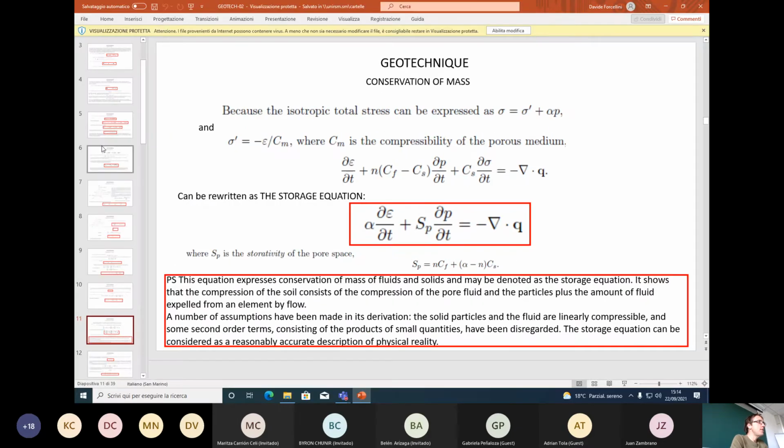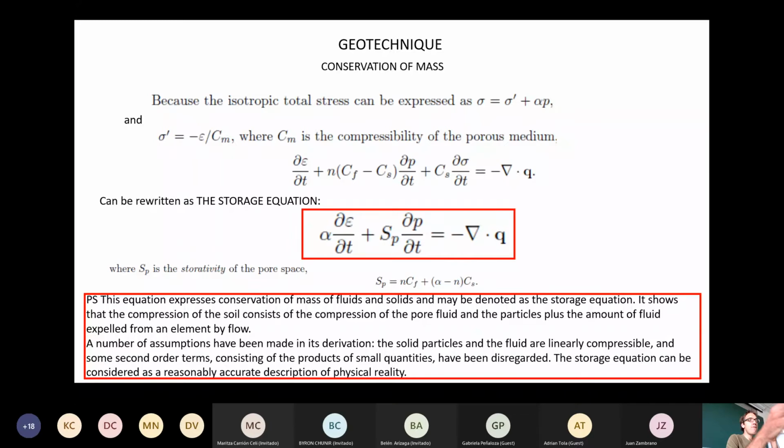So definitely you see these first 10 slides can be summarized in a very compact and easy formulation that can be used in applications. Let's see what I wrote. This equation expresses conservation of mass of fluids and solids and may be denoted as the storage equation. What I put in red means that you have to know it, and in particular, this has to be known as the storage equation.